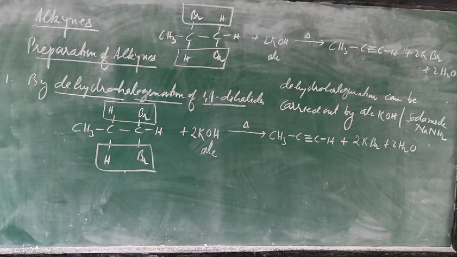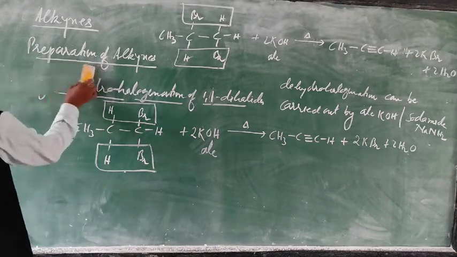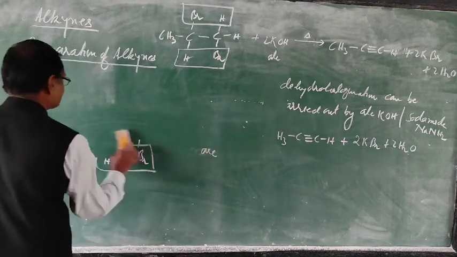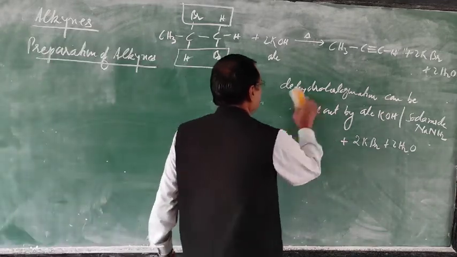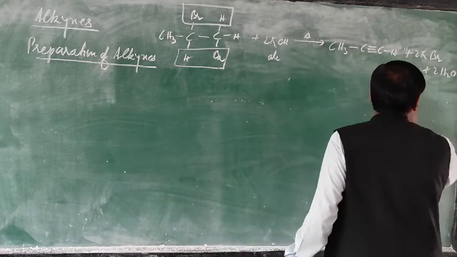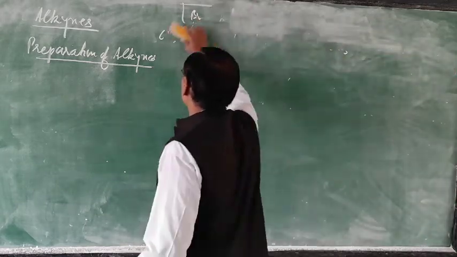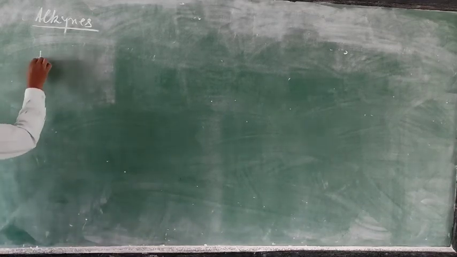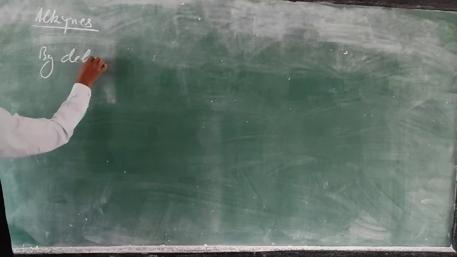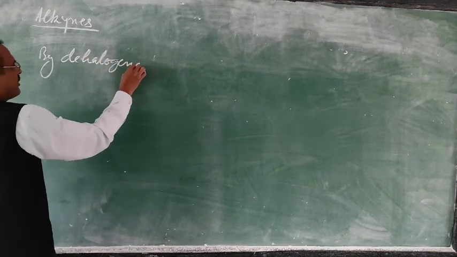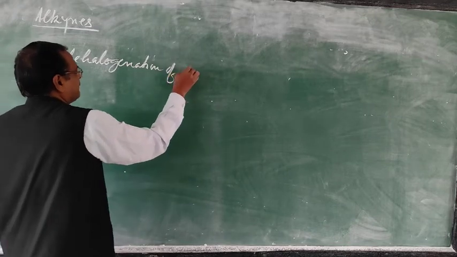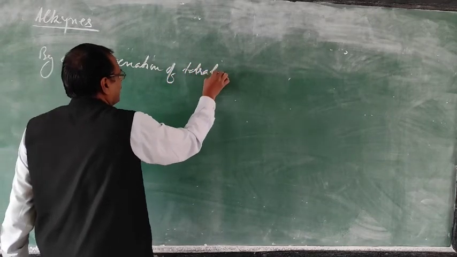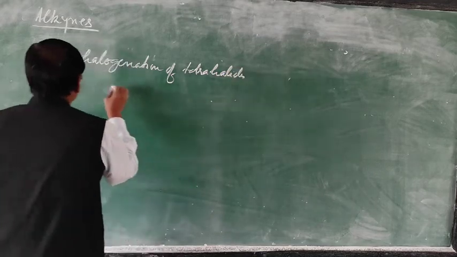Now the next method is by dehalogenation of tetrahalides. Tetrahalides means 4 halides are there.